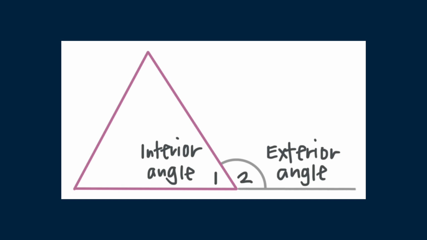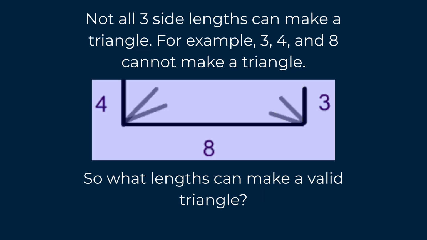Alright? Not all three side lengths can make a triangle. For example, 3, 4, and 8 cannot make a triangle. As you can see over here, the geometry does not work. They cannot connect to make a triangle. So what lengths can make a triangle? Well, this is where the triangle length inequality theorem comes in.